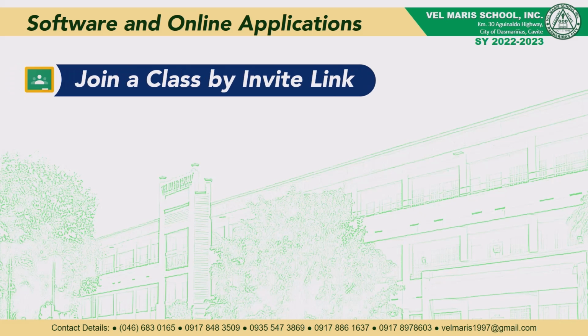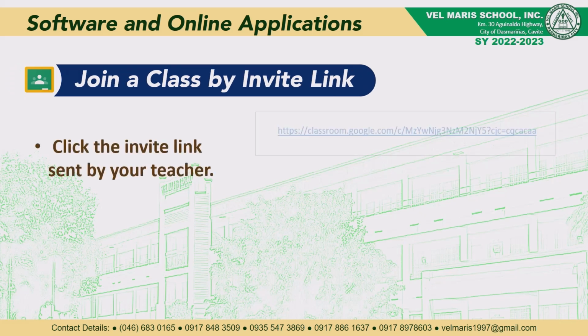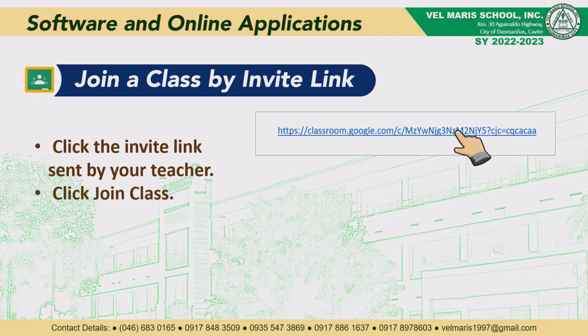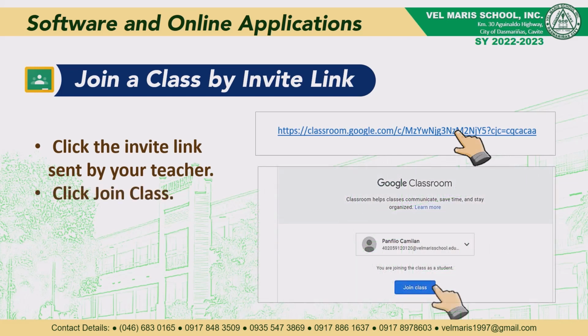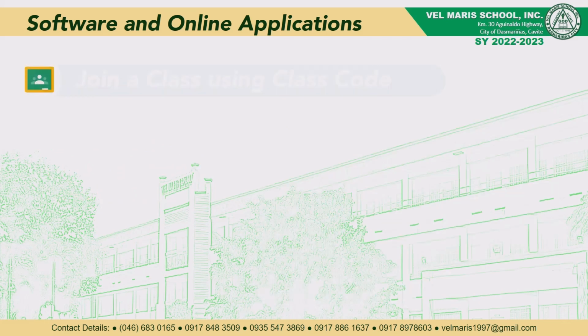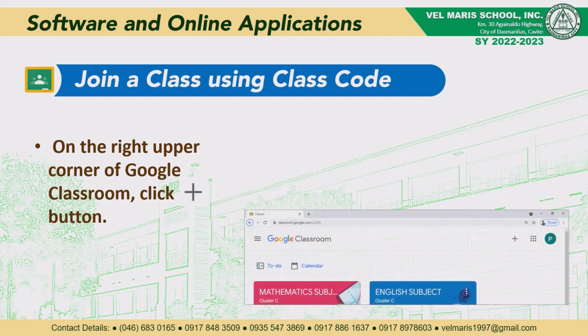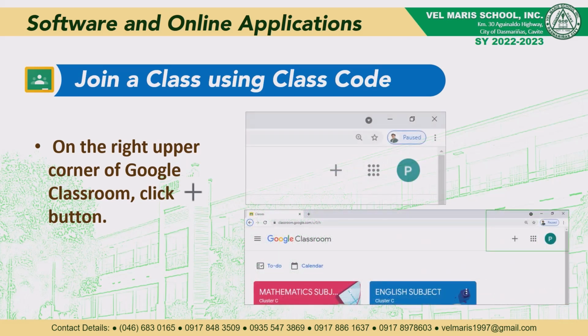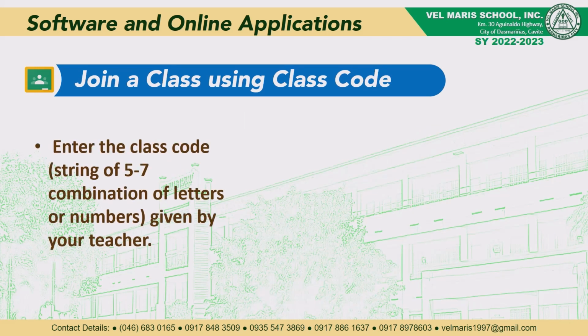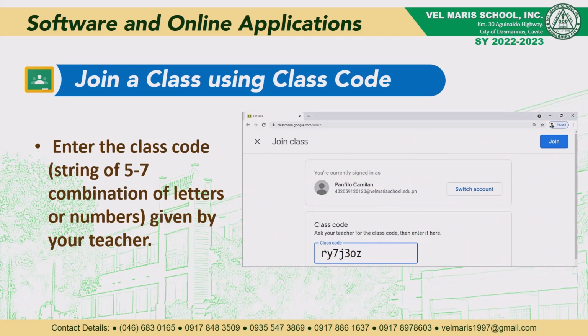To join a class by invite link, click the invite link sent by your teacher. Click Join Class. To join a class using a class code, on the upper right corner of Google Classroom, click the plus button. Enter the class code given by your teacher. A class code is a string of 5 to 7 combination of letters or numbers. Then, click Join.